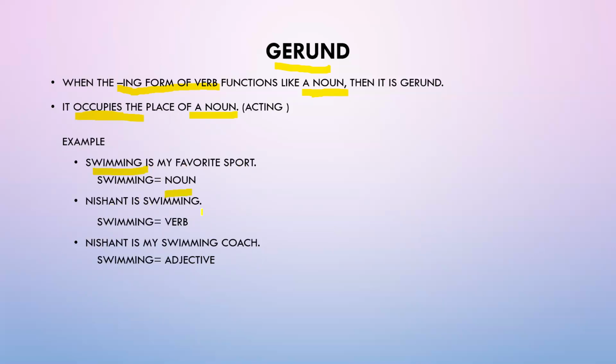But in Nishant is swimming, swimming is not acting like a gerund. It is acting like a verb. This example is used just to clear your concepts. Whereas, if I say, Nishant is my swimming coach, here it is working as an adjective. So in the first sentence swimming is acting as a noun, in the second sentence it is acting as a verb, and in the last sentence it is acting as an adjective. The last adjective one is the participle one.